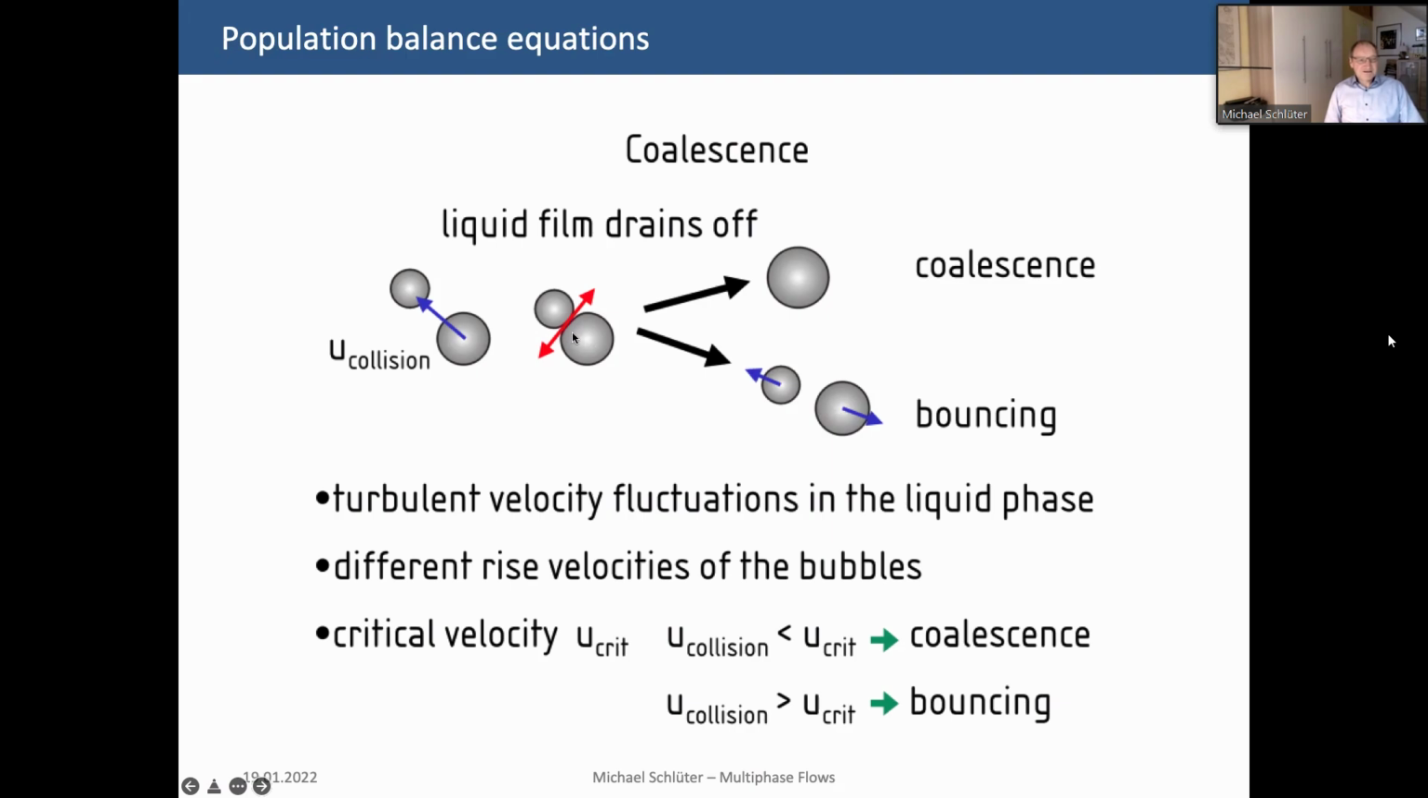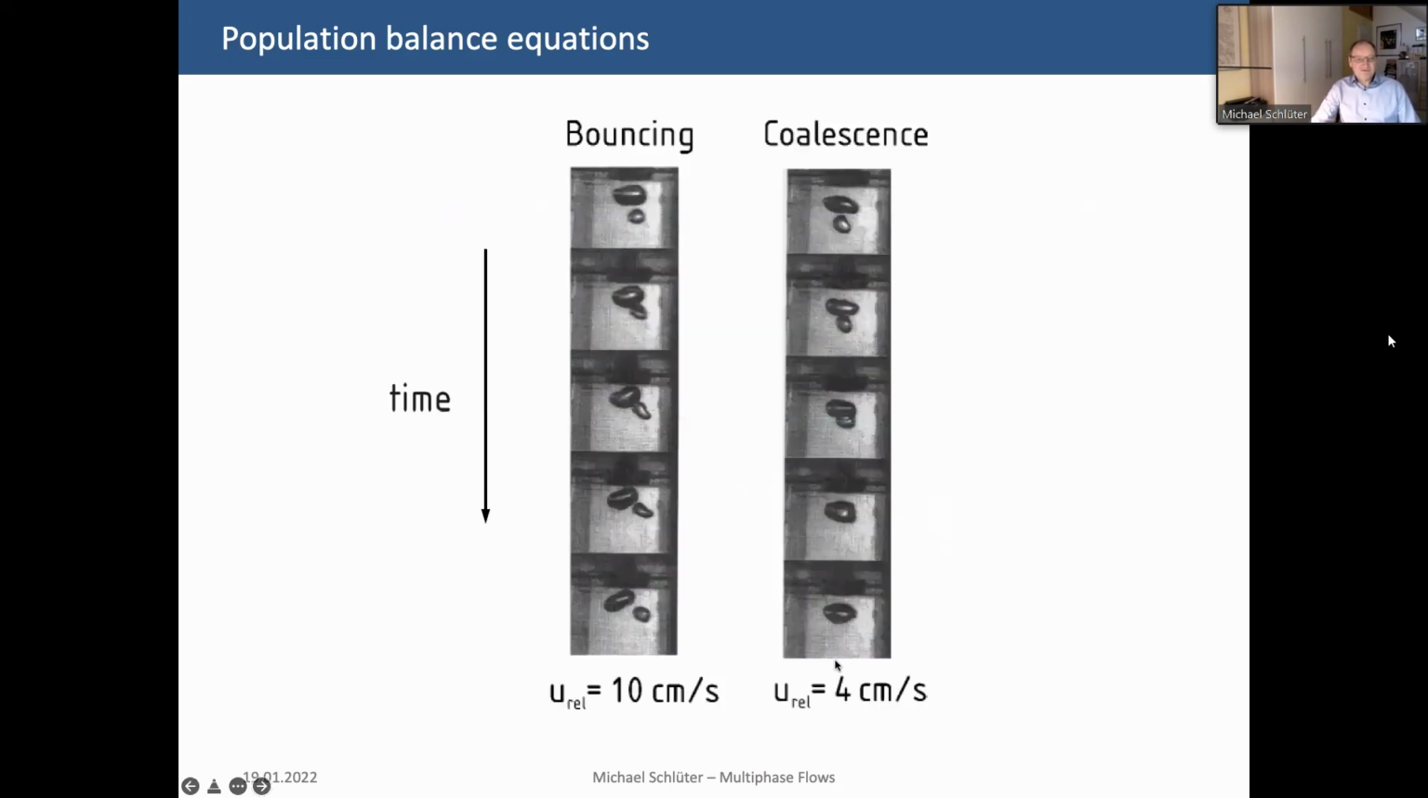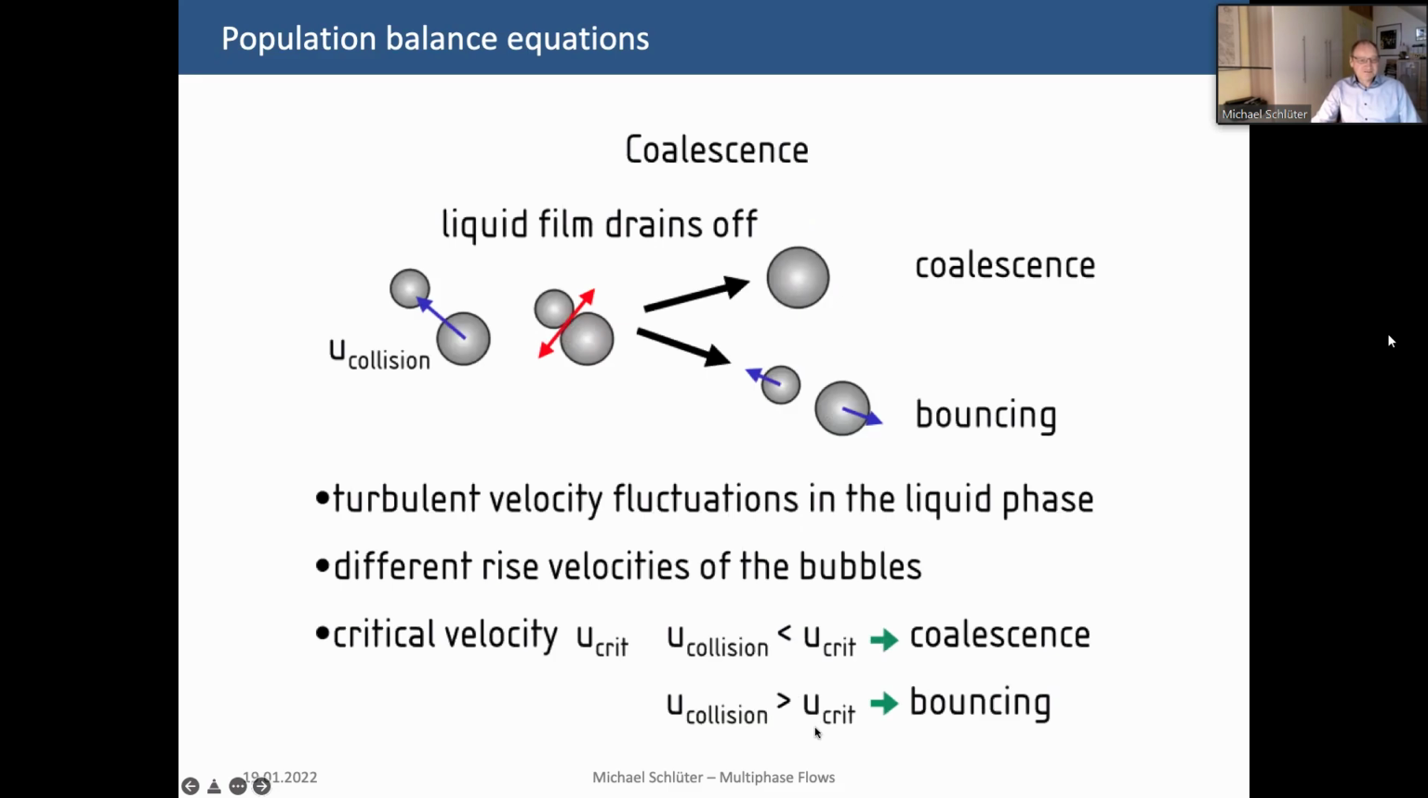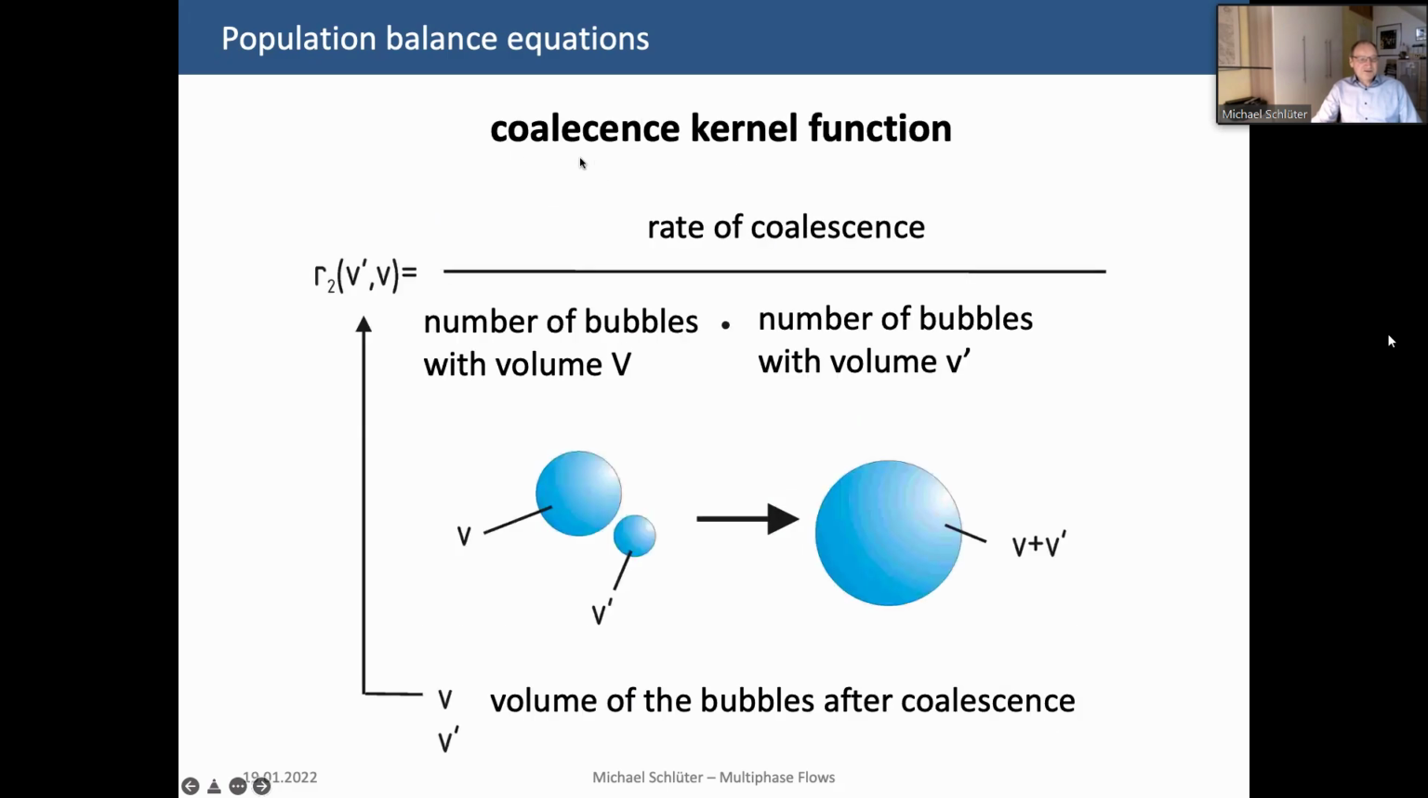So the time for liquid film drain off is a parameter that has to be modeled. Now we have turbulent fluctuations in the liquid phase, we have different rise velocities, and with that we found this critical velocity, which decides whether we have coalescence or bouncing. Now we can put this knowledge into the so-called kernel function, and this kernel function gives us a rate of coalescence divided by the number of bubbles multiplied by the bubble volume.